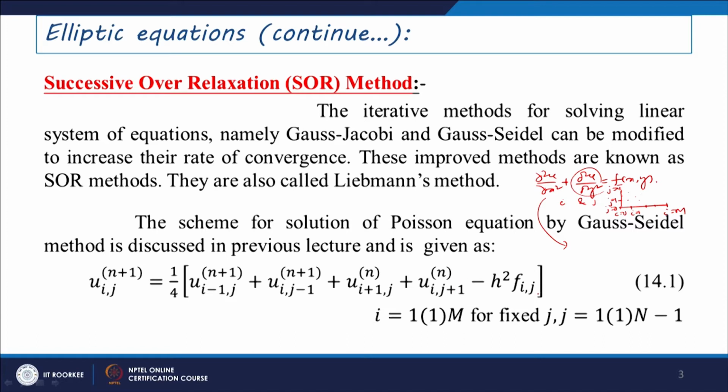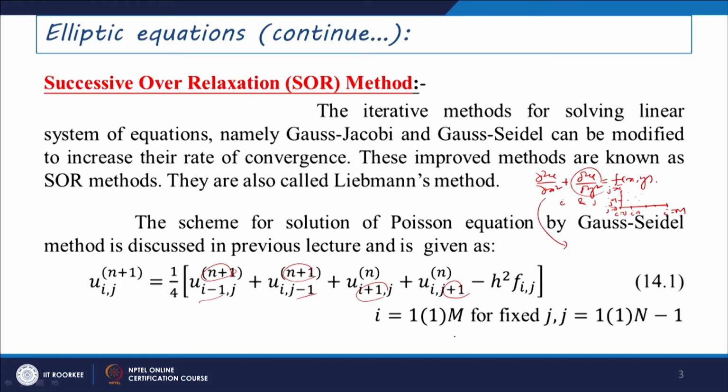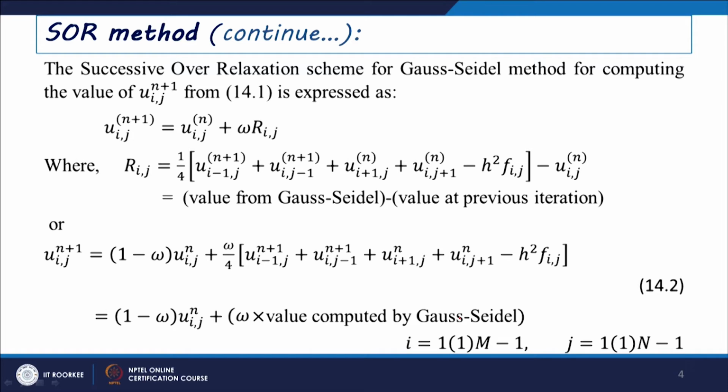Already in the last lecture I discussed why we consider i minus 1 and j minus 1 at the power n plus 1, and i plus 1 and j plus 1 at the power n. Since the values at i minus 1 and j minus 1 can be computed from the previous steps, they can be updated at the next iterated level, where i varies from 1 to m and j varies from 1 to n minus 1. We may have a derivative boundary condition along the last boundary i equals m.